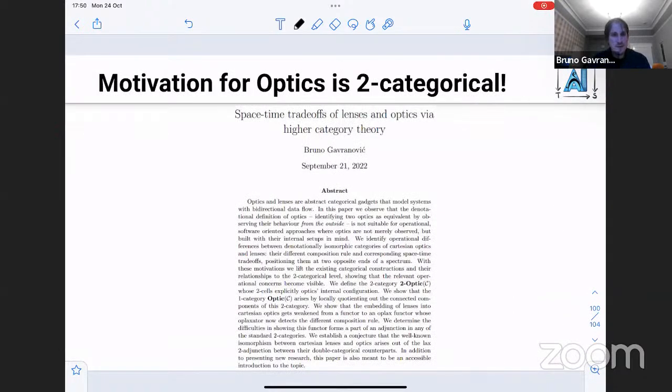My personal motivation for optics is even deeper, in the sense of going more categorical. It turns out that they allow us to reason about practical aspects of implementation. I have a preprint on arXiv talking about space-time trade-offs, and many of these things are invisible to one-category theory, but when you go to the two-categorical level, which we're not going to go into in this course, you get to see a lot of very, very cool stuff.